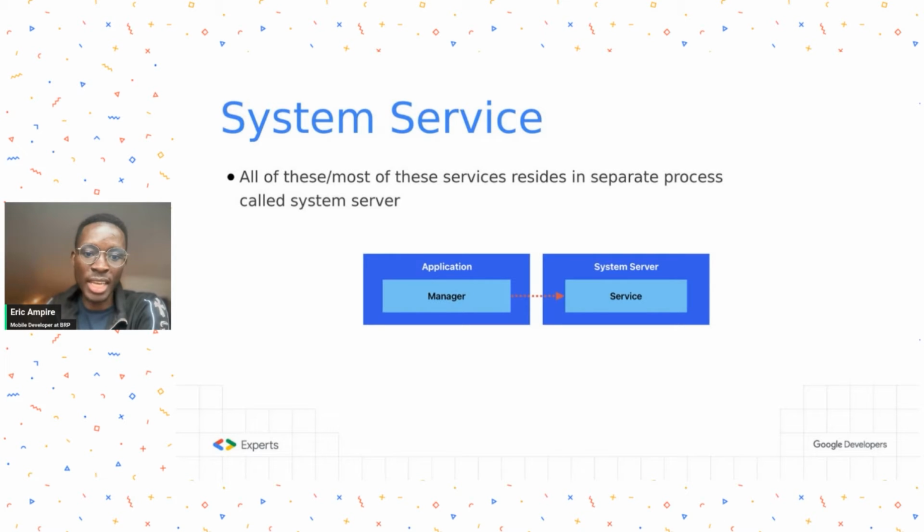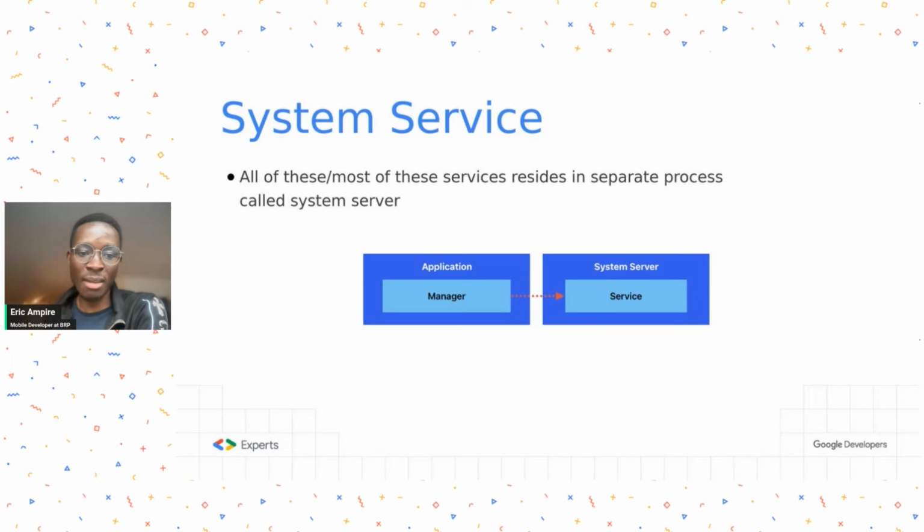So basically here is the schema. I have my application, and the application has access to what we call a manager. That is why most of the time when it comes to displaying a notification, we use a notification manager. When it comes to setting an alarm, we use an alarm manager. The manager is running inside our application, but that manager will delegate the task that I give it to a particular service that is running in a separate process.